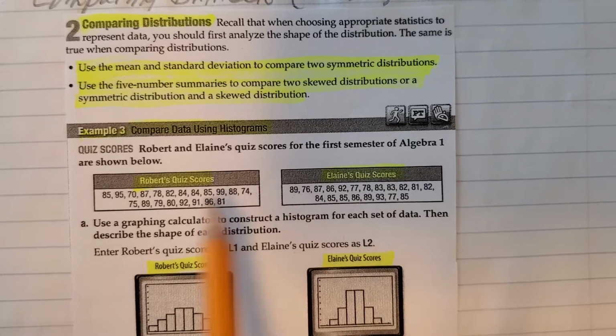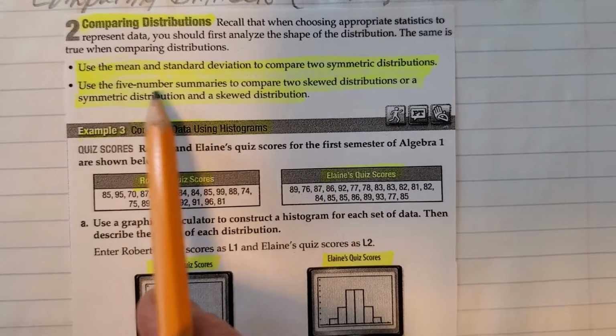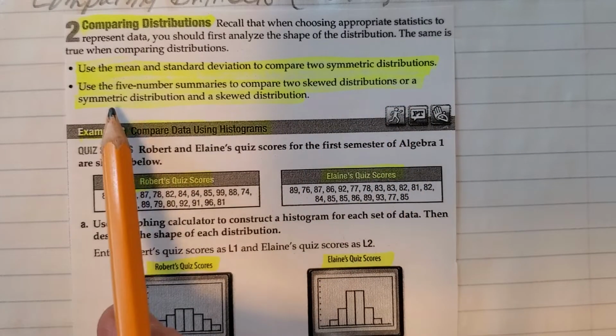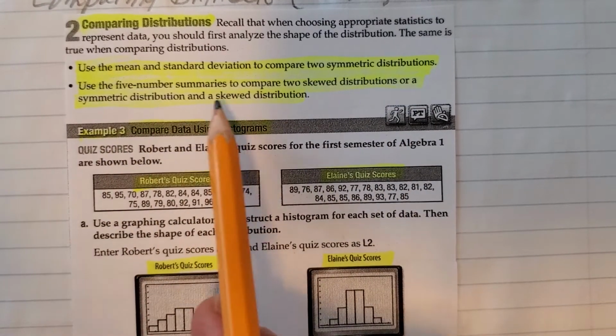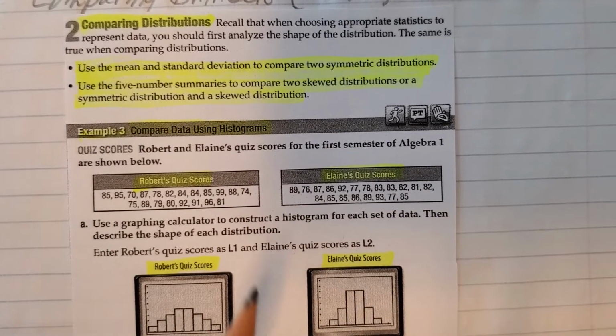If you were to put these as Robert's quiz scores and Elaine's quiz scores. You use the 5-number summaries to compare two skewed distributions or a symmetric distribution and a skewed distribution. That's what you use the 5-number summary for. So that's what I'm talking about when you do both of these.